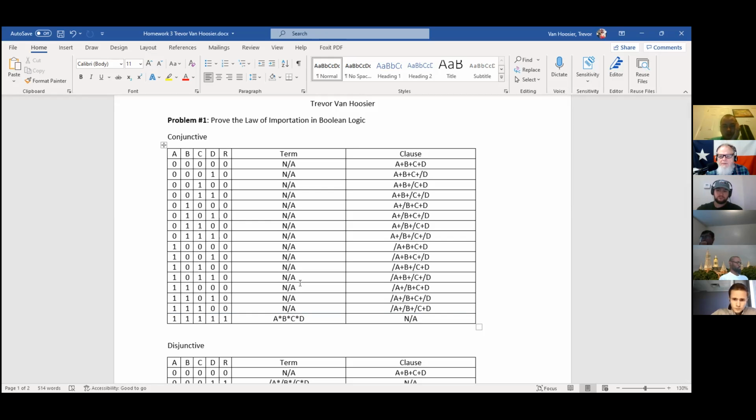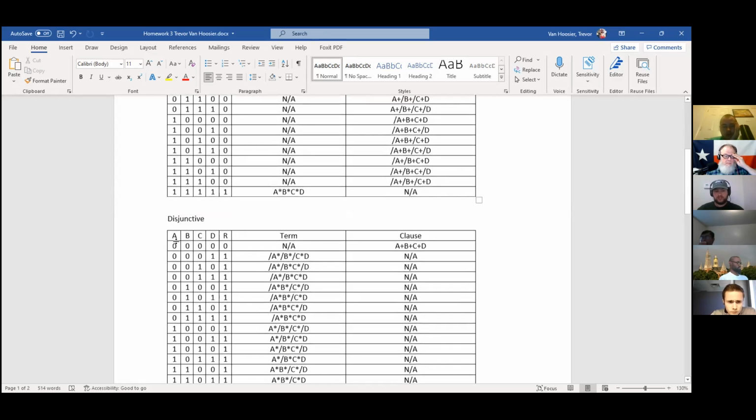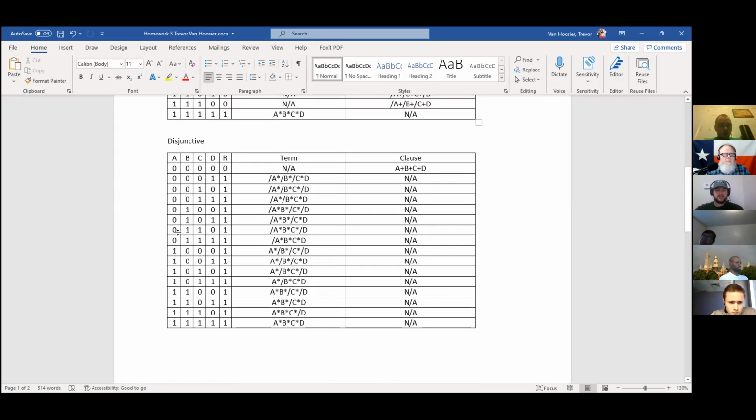For conjunctive, yes. And so then for the disjunctive, you kind of reverse the process. So again, clause is when it's not true, term is when it is true. And then unlike the previous example, if it's in the term column, if it's 0, then it's inverted. And if it's a 1, it's not inverted. So you can see here, you have 0 for A, 0 for B, 0 for C, and 1 for D. So it's not A and not B and not C and D. Going through this list here, these are the terms that we come up with.